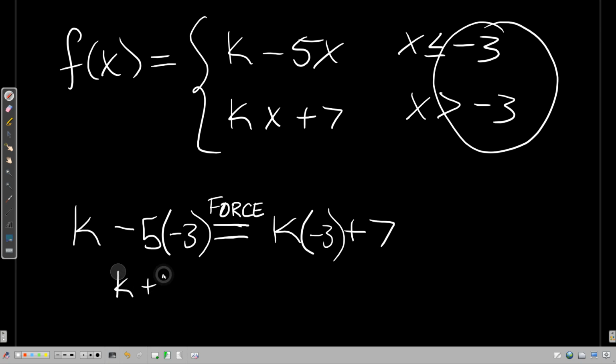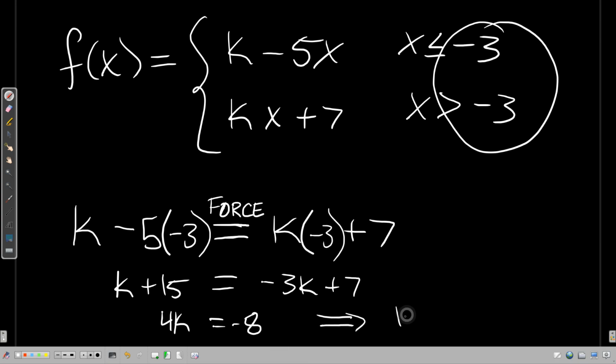The left side says k plus 15. The right side says -3k plus 7. So you add 4k minus 15 to both sides. You get 4k equals 7 minus 15. And now we know that k must be -2.